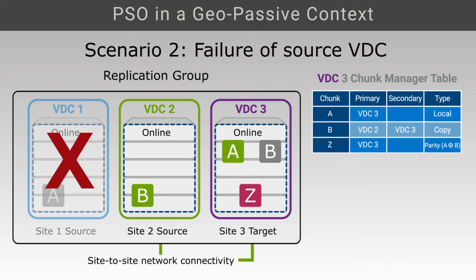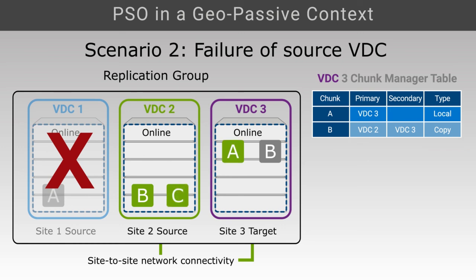No new secondary copy will be created until after a new source VDC is added into the replication group. VDC3 no longer requires chunk Z, and it is deleted and removed from the chunk manager table. New data can be written to VDC2. The new data is replicated to VDC3, but no XOR operation is performed until a new VDC1 source is added.